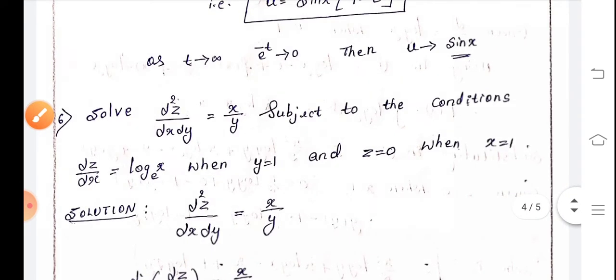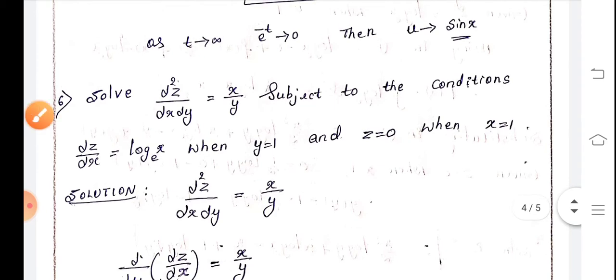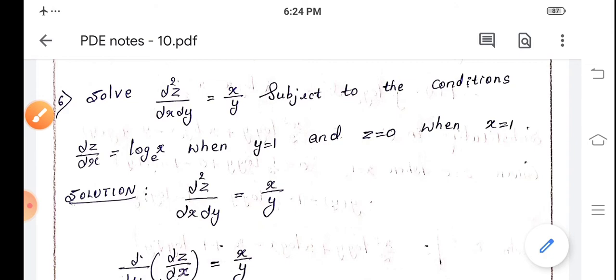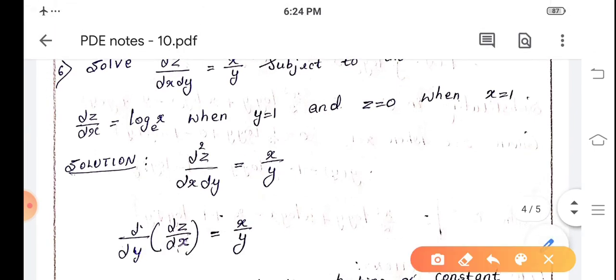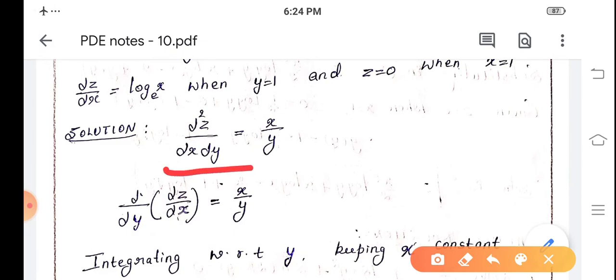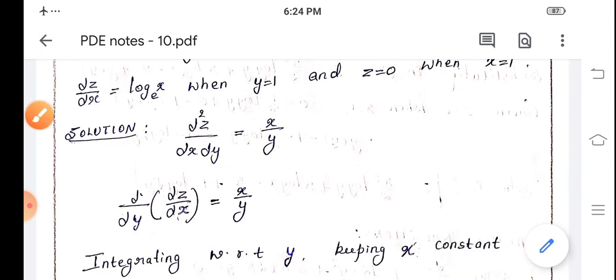We will work out one more problem on non-homogeneous partial differential equations. That is question number 6. Solve ∂²z/∂x∂y = x/y, subject to the conditions ∂z/∂x = log x base e when y = 1, and z = 0 when x = 1. Here the given partial differential equation is ∂²z/∂x∂y = x/y.